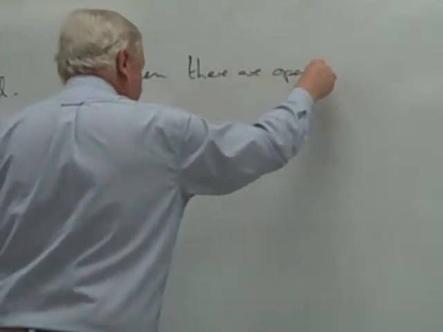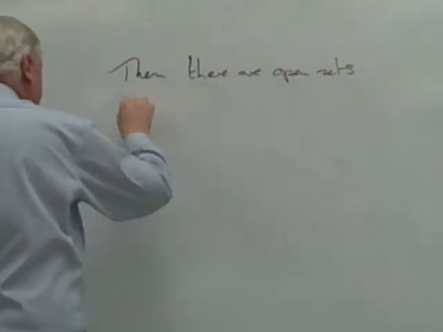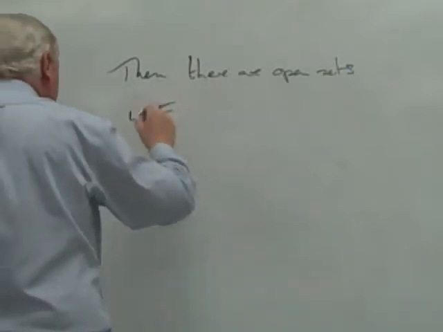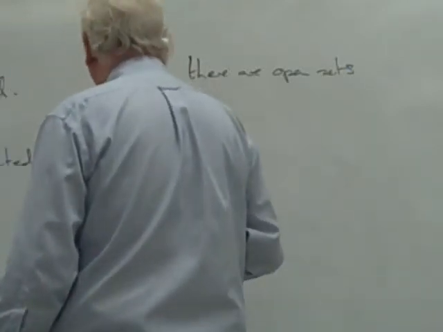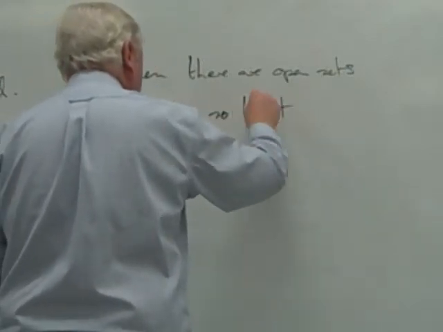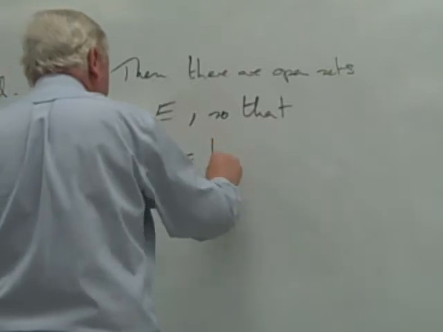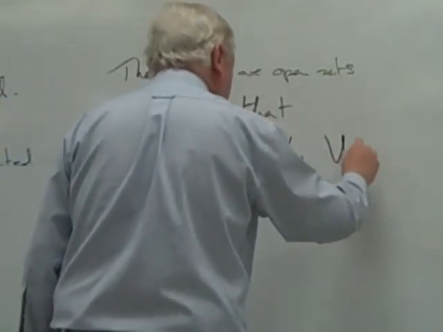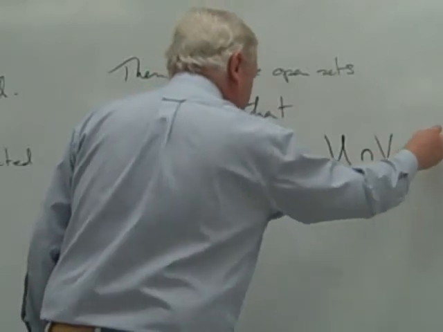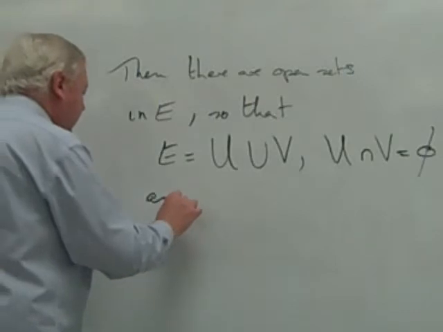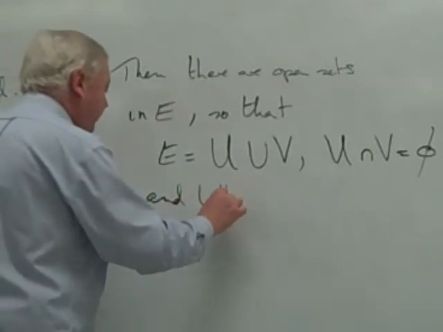Then there are open sets U and V in E, so that E is U union V. The two sets are disjoint, and both are non-empty.